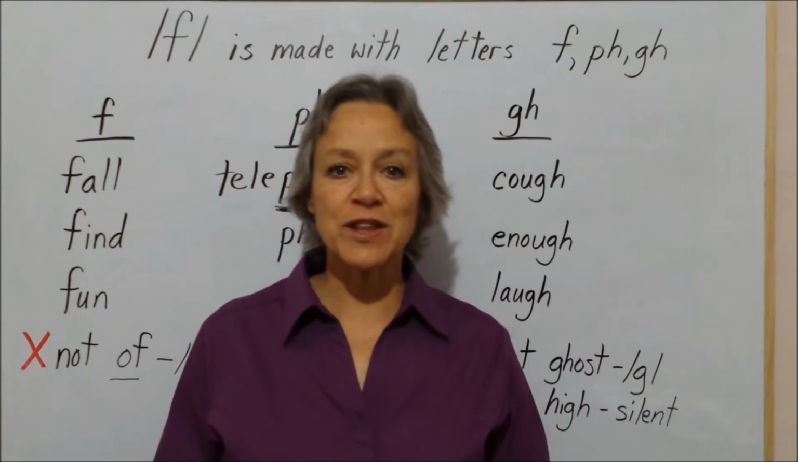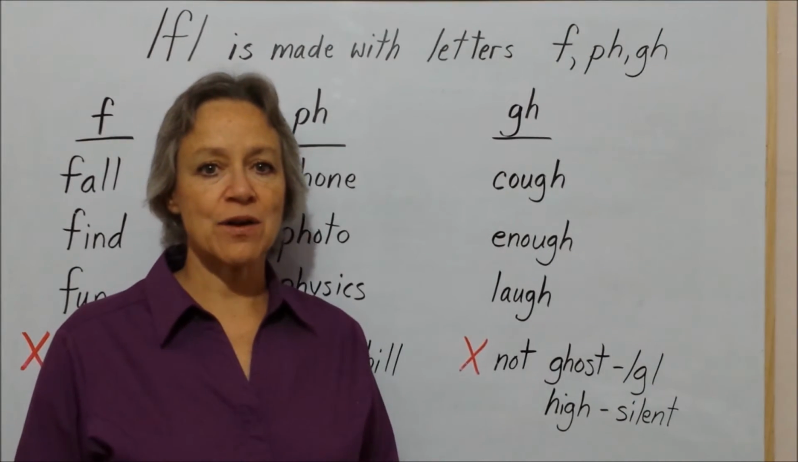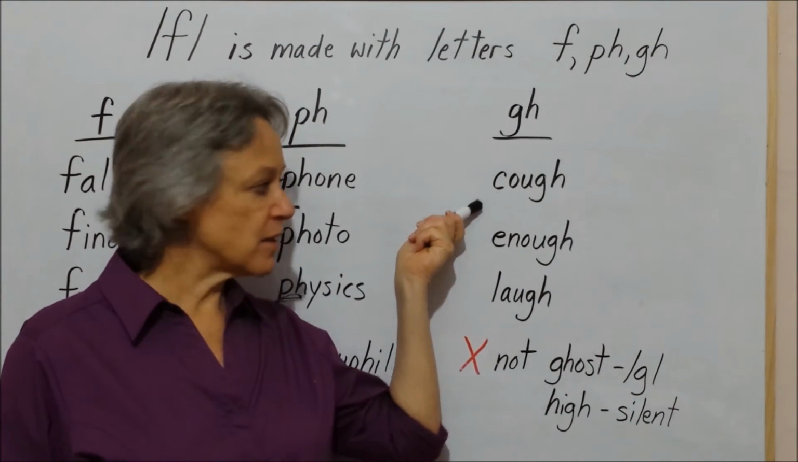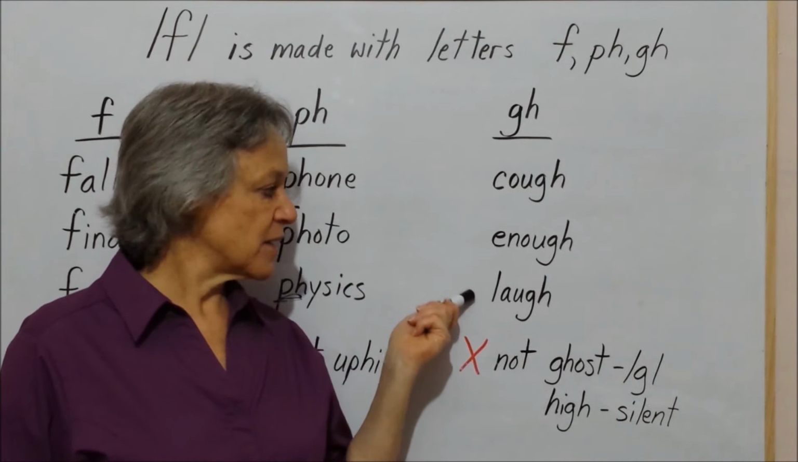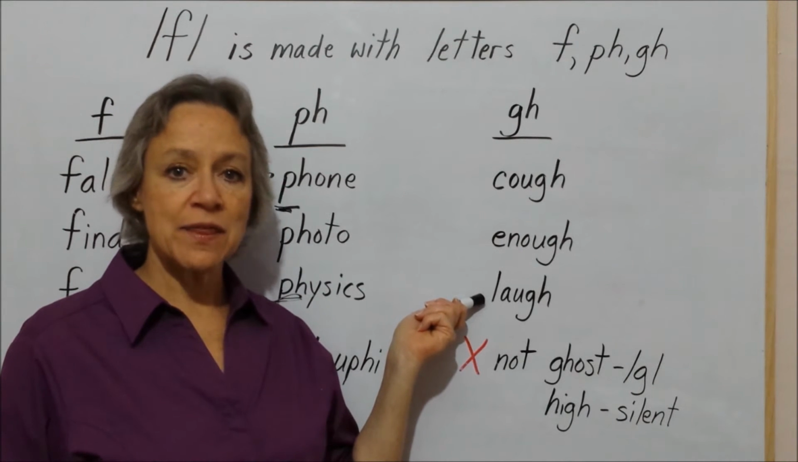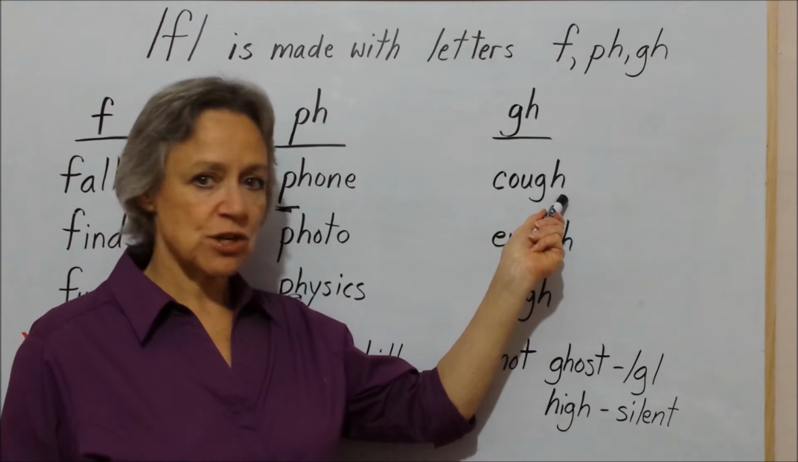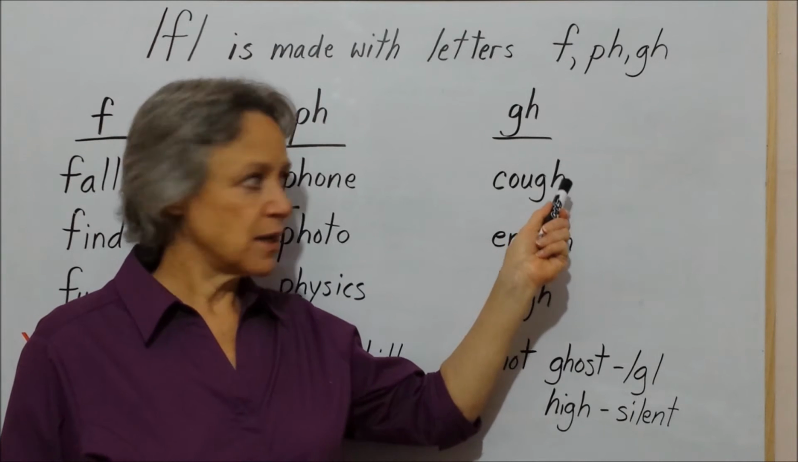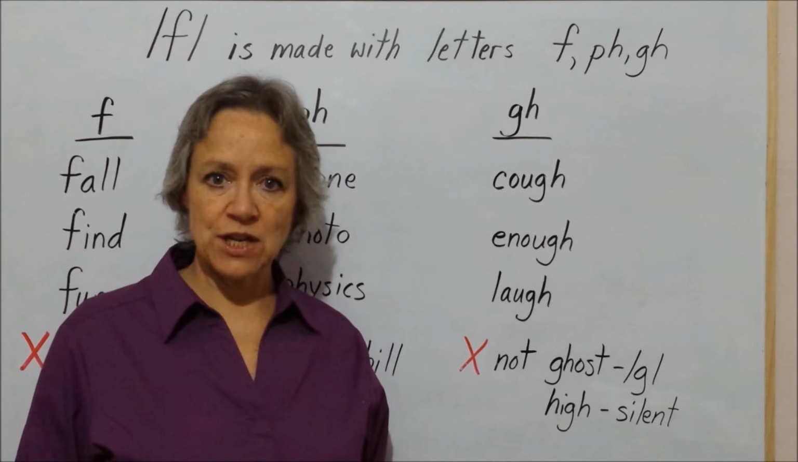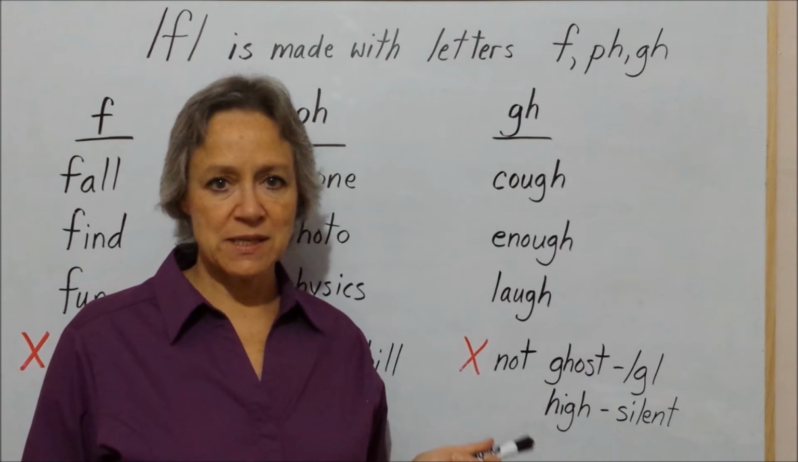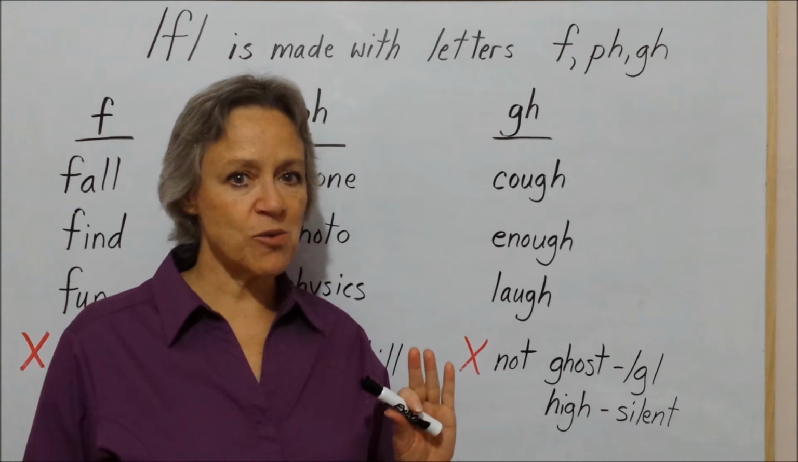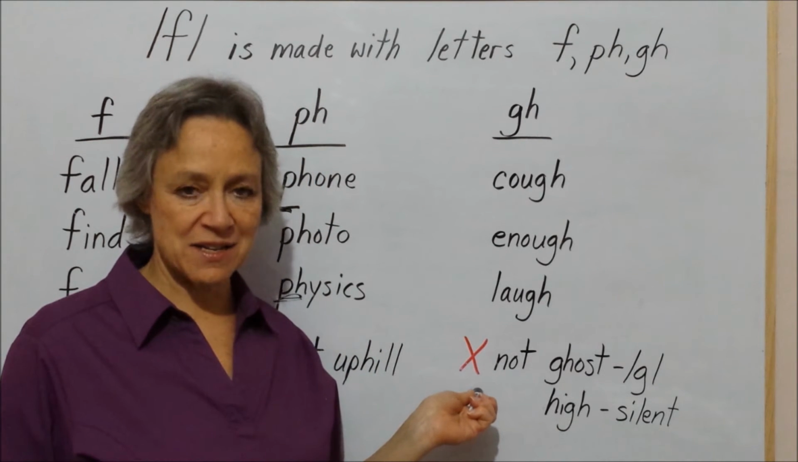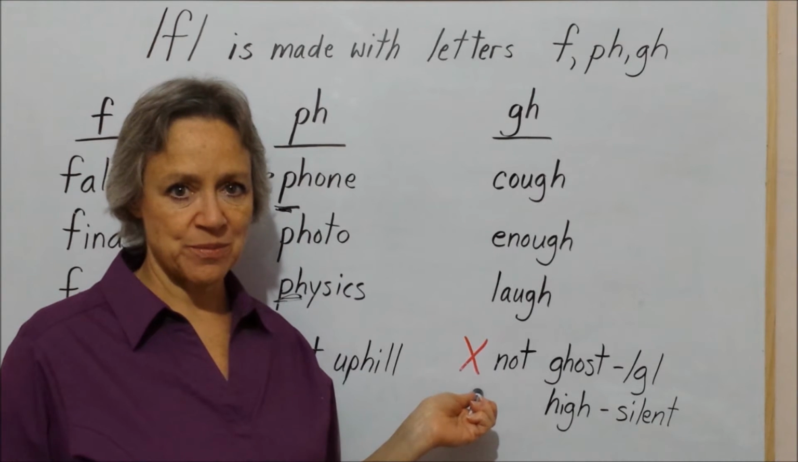Here are some examples where the letters GH make the F sound. I have cough, enough, and laugh. In these words, the letters GH occur at the end of each of these words. Very often, when we have GH at the end of a word, we do get the sound F, but not always, okay? There are some examples of when GH does not make the F sound.